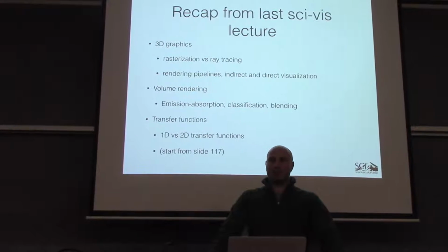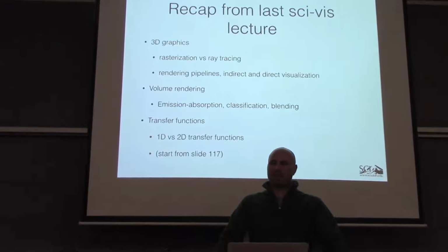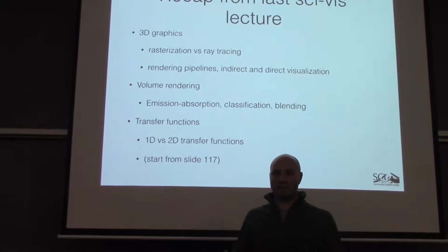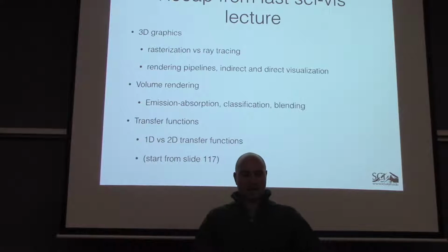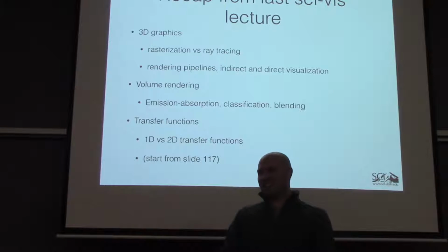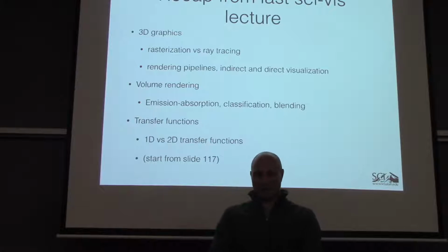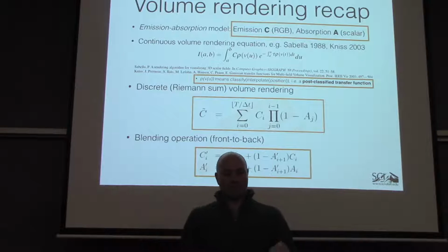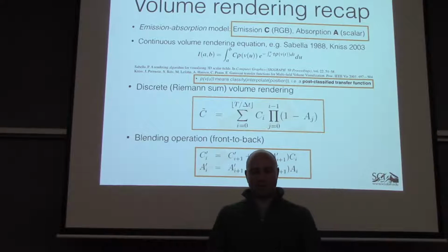You should remember volume rendering, and especially the idea that volume rendering as we conventionally do it is an emission absorption model. You should remember classification, the idea that we're applying a transfer function to samples that are being interpolated in space, and the blending operation. These are all things we covered last time. And for transfer functions, you should be able to talk about the difference between 1D and 2D transfer functions. And on that note, I will go back to slide 117, where I was trying to wrap up 2D transfer functions rather speedily last time. Before I do that, I'm just going to go through a quick recap of volume rendering.